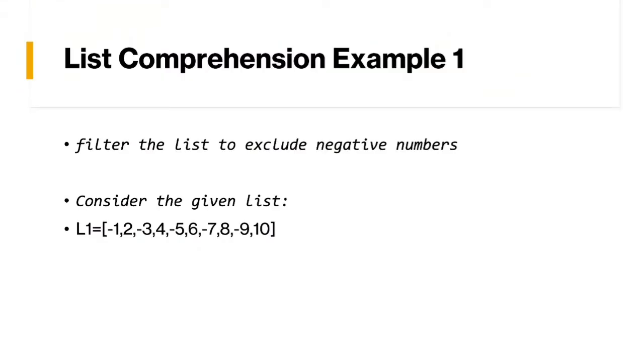So the first example that we are going to see today of a list comprehension will be to filter the list to exclude negative numbers. On your screen, I have a list which has all the odd numbers with negative values and all the even numbers with positive values. So I want all the even numbers over here, and I do not want the negative numbers. So let us see how we can perform this particular program with comprehensions.